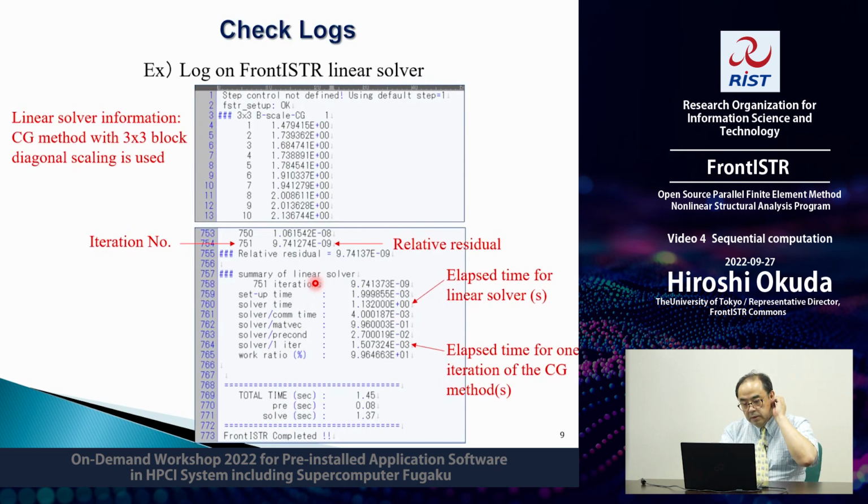Okay. So this is the last slide of the sequential analysis. After finishing the finite element method or FrontISTR computation, many types of log files are generated. This is one example, through which you can see the computational time until convergence or the number of iterations required to reach convergence. Okay, so that was the general process information of a sequential computation of FrontISTR.